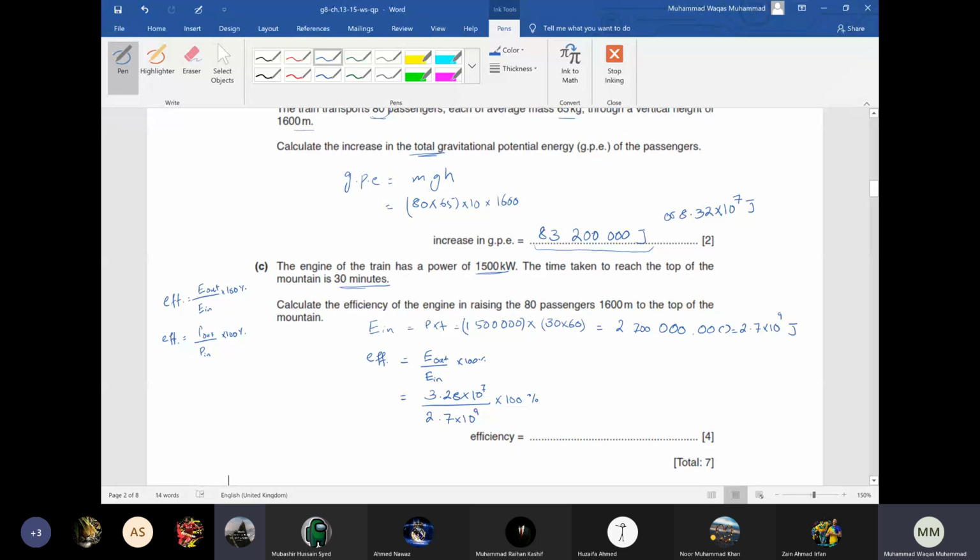I guess you will get 3.08, right? If you round it to two significant figures, you can get 3.1%. Or you can also write 3.08%. So that is the efficiency. Beta, got it or not? This was the test. Is it clear or not?